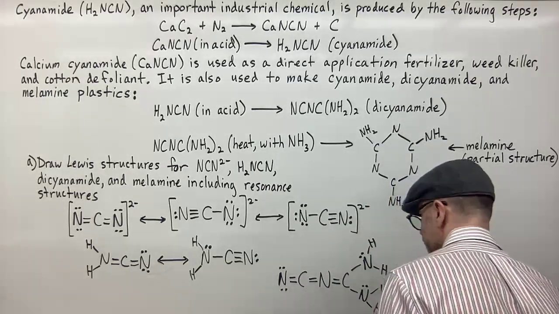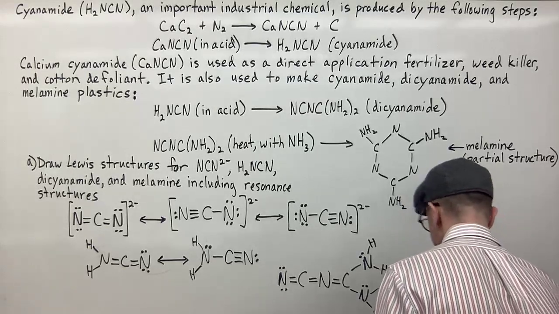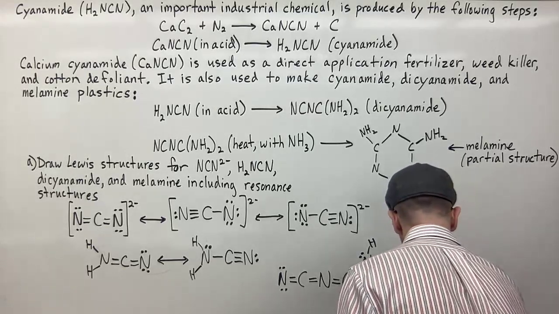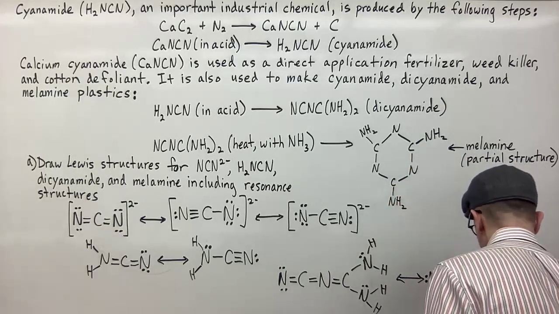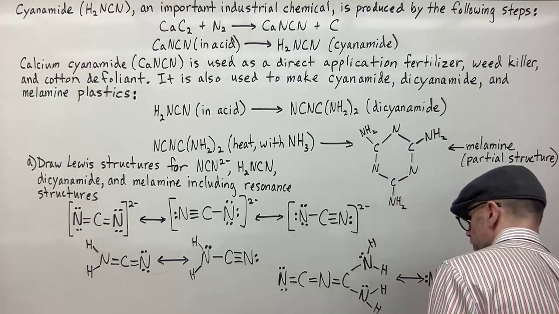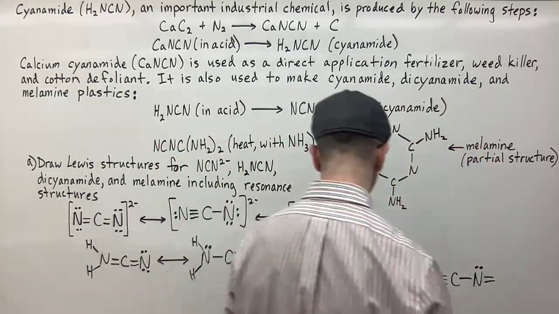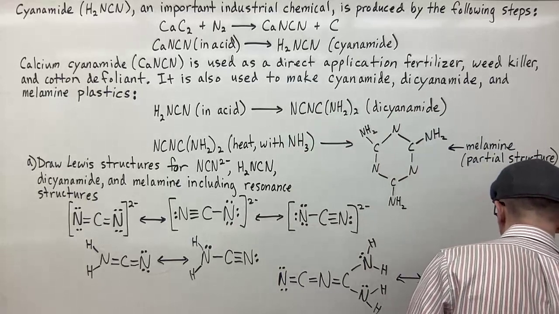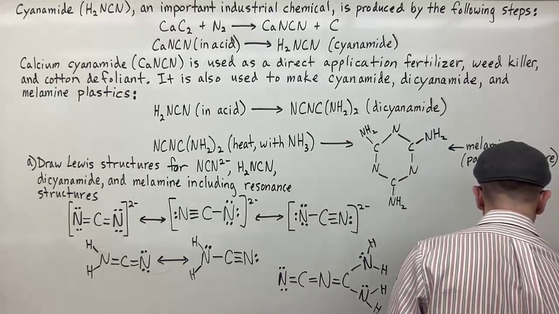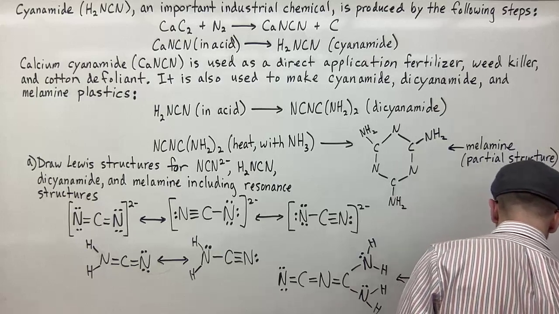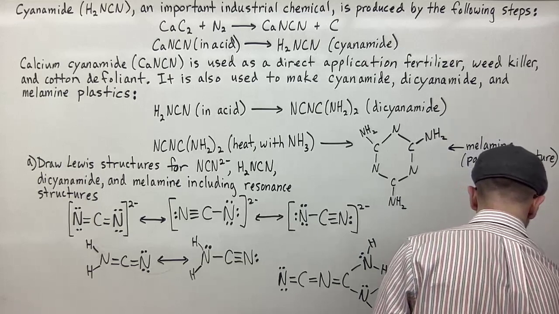I'll have N triple bond C with a single bond N, lone pair, double bond like so. And then I'll have the carbon with the 2 nitrogens again. Each nitrogen has 2 hydrogens and a lone pair.